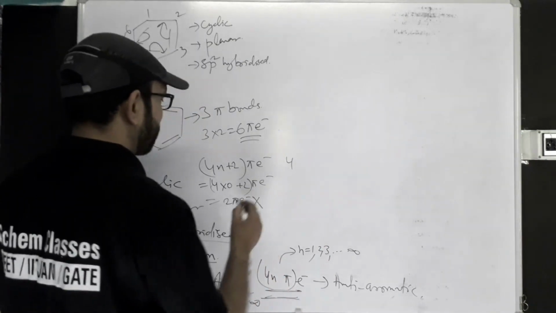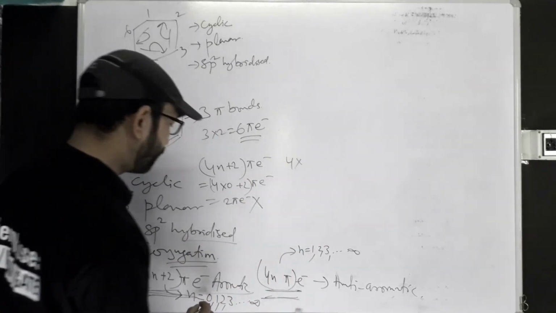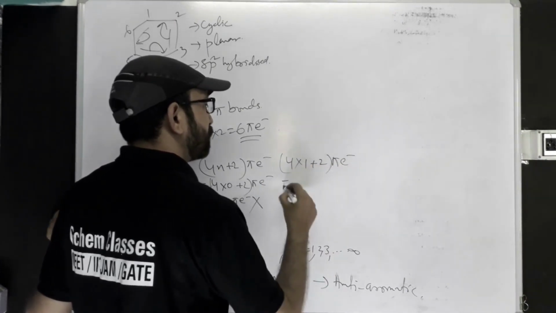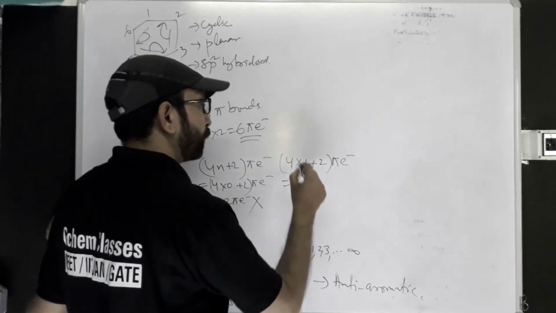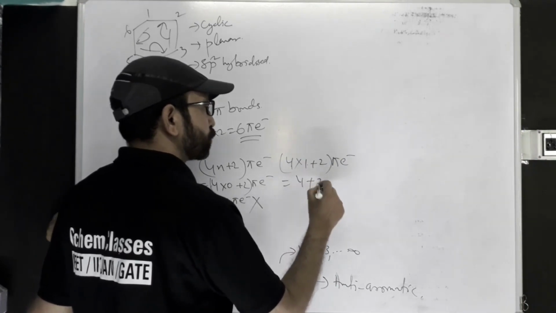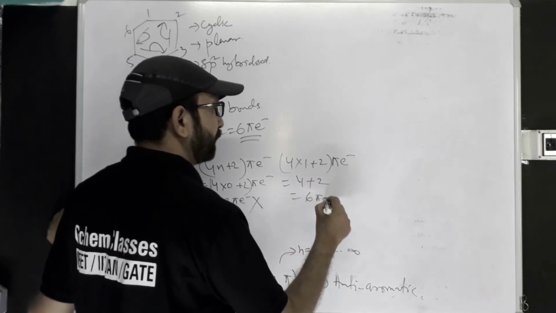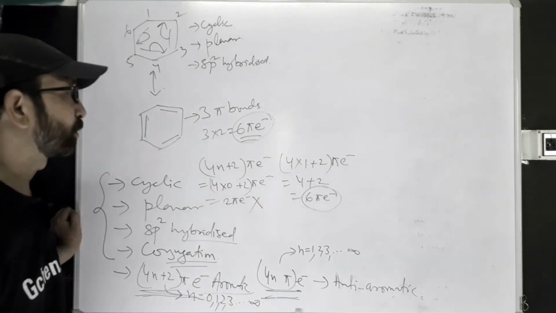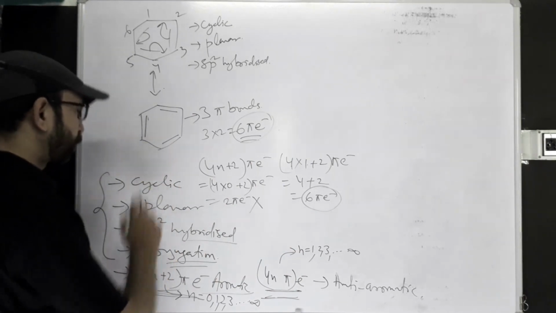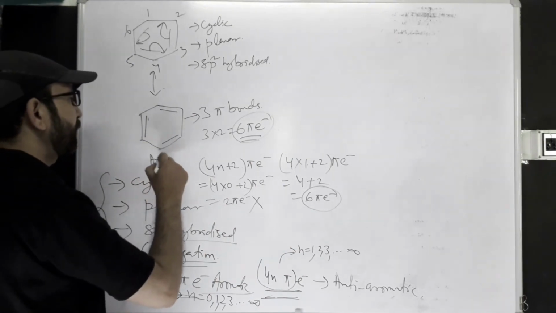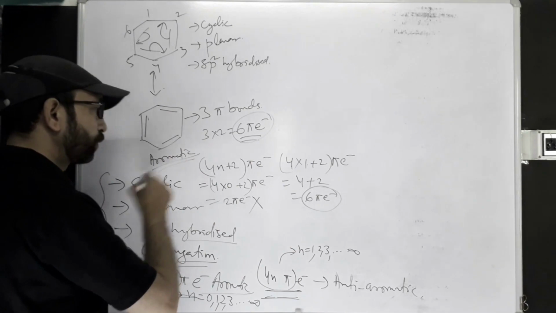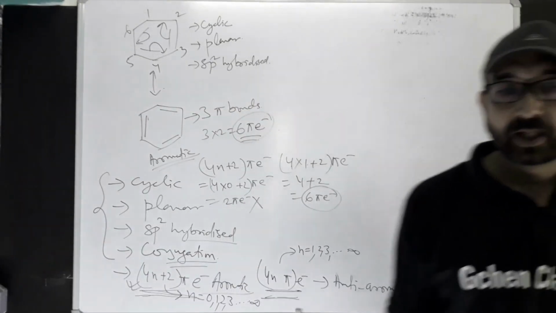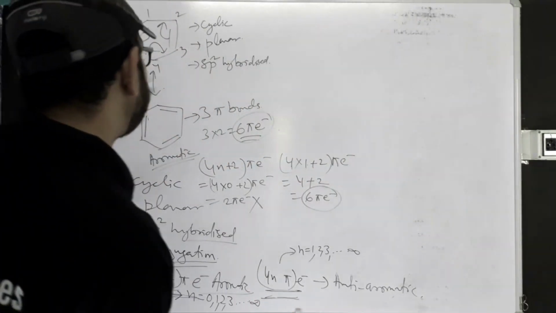Correct? Now you just see, 4 into n, we have taken 0. Now we will take 1: 4 into 1 is 4, plus 2. How much is it coming? 6 pi electrons. See, this number is matching with the number 6 pi electrons. So it means this molecule is following this rule. So this is aromatic, and this is a very simple example I have taken. Now I'll change the example and we'll see one by one. So this is benzene.